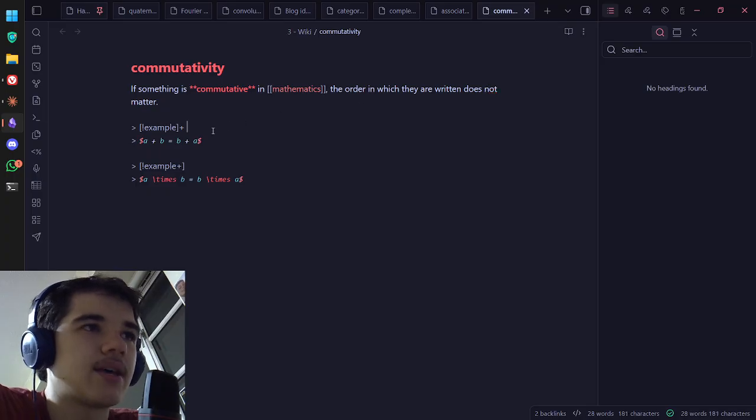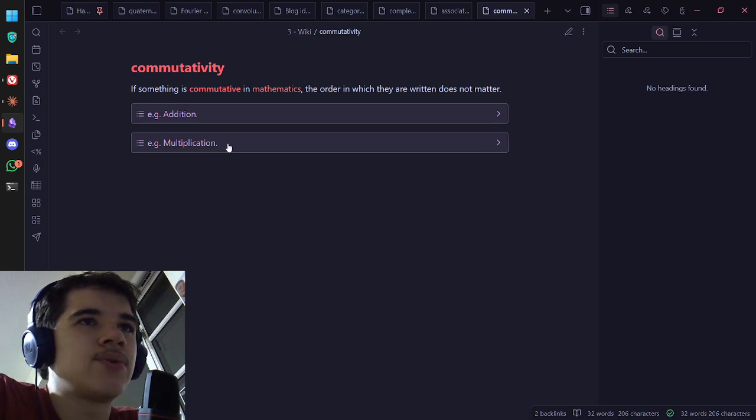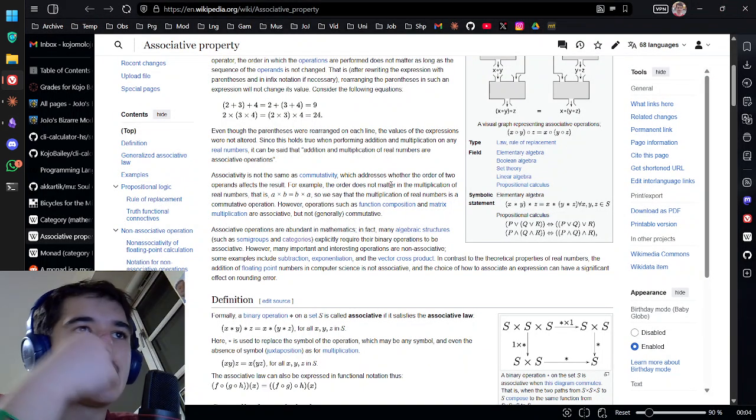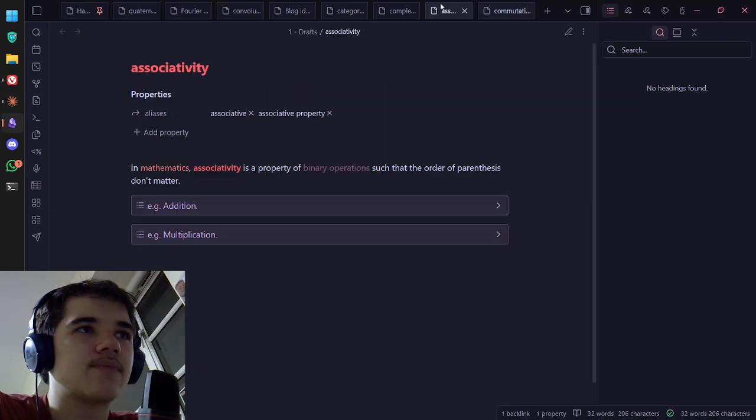Okay. Just standardize this. How did that even happen? Multiplication. Yeah. So not the same. Okay, so it's specifically about parentheses. Okay.